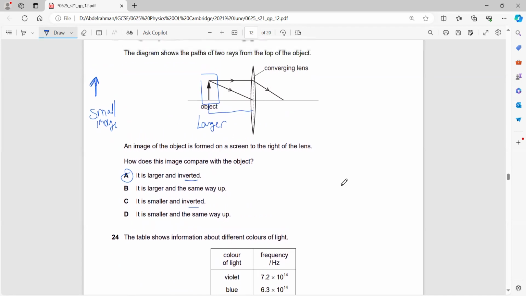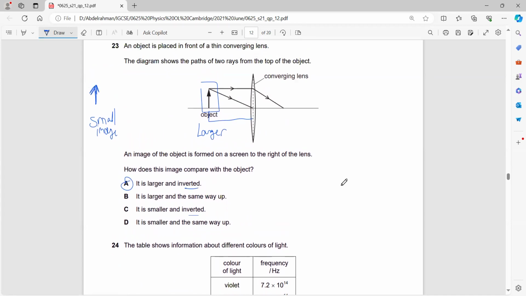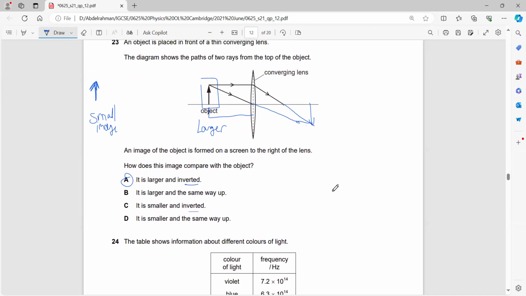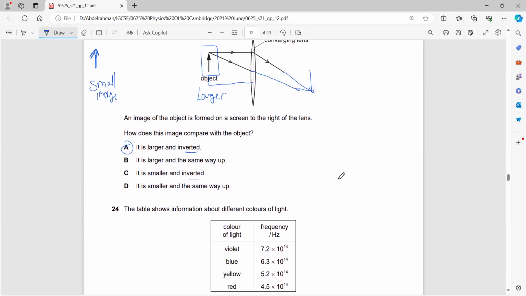Actually, there's another way to solve this question. If you want, you can use your ruler and draw the image. When you draw the image and when these lines intersect, you'd find the image on the opposite side is a bit larger than the object, and then you'd know for a fact that it is enlarged.